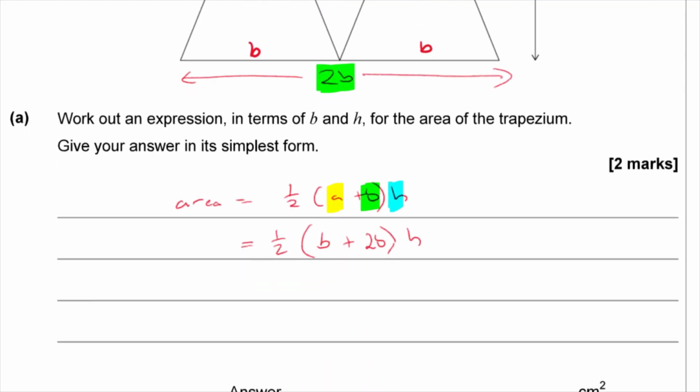So just subbing those things in, I've got half b plus 2b times h. Okay, so b plus 2b is 3b, so that's half of 3b times h. And I can just rewrite that as 3 over 2 bh. There's a kind of simpler way of writing that down.